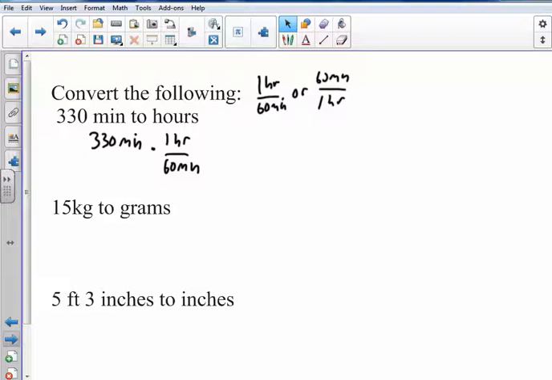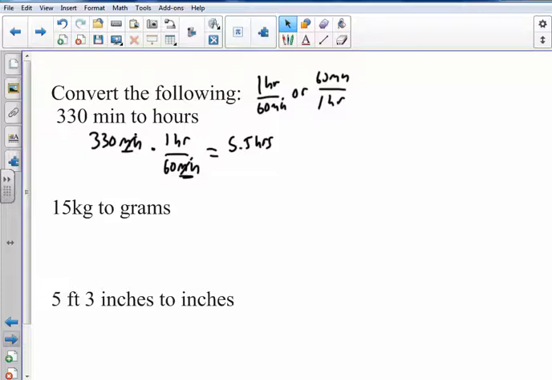Because then you can see you have mumbo and jumbo, and the minutes go away, and now you have 330 divided by 60. And if you do 330 divided by 60, I believe you get 5.5. So you get 5.5 hours.